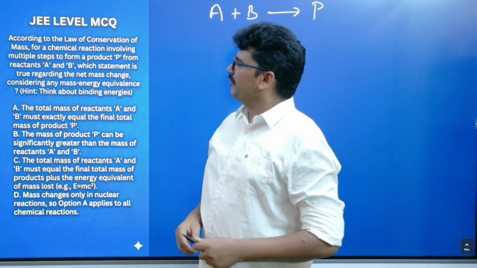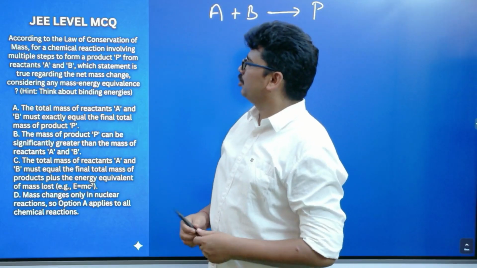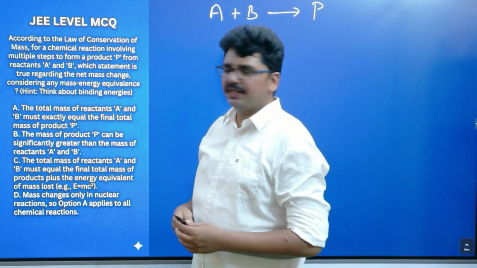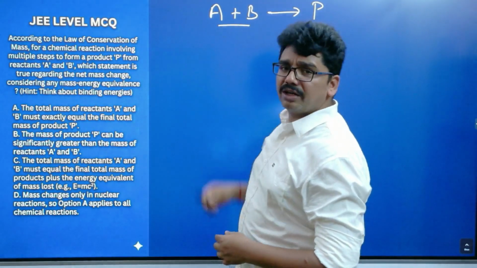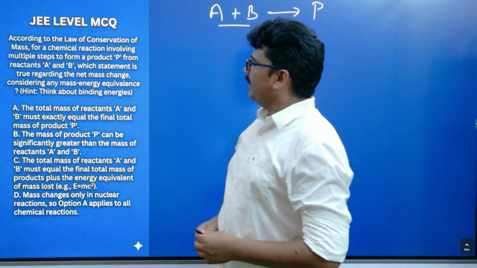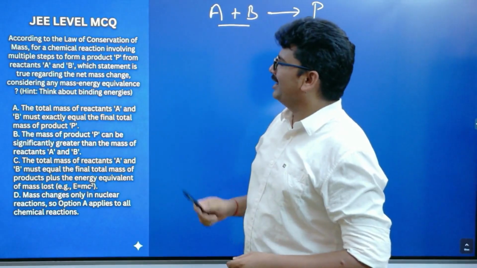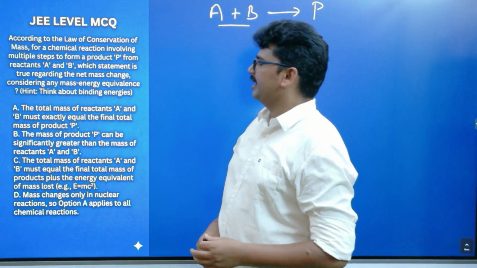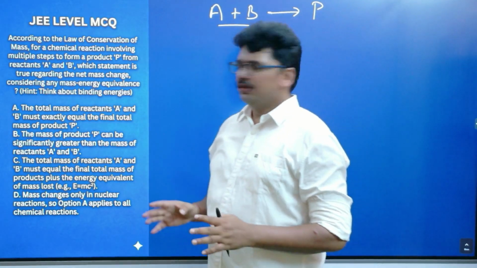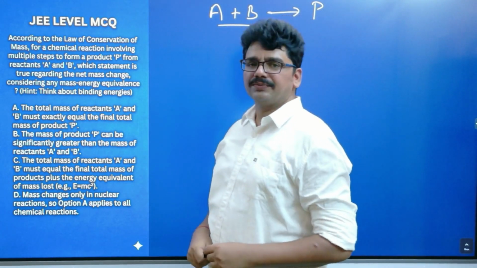According to the law of conservation of mass, for a chemical reaction involving multiple steps to form a product P from reactants A and B. So these are the reactants. From reactants A and B, product P is formed. Right? Which statement is true regarding the net mass change considering any mass energy equivalence? So they asked to find what is the correct statement in this.